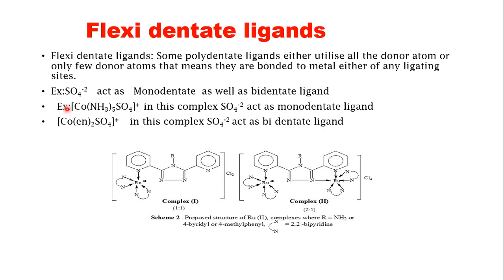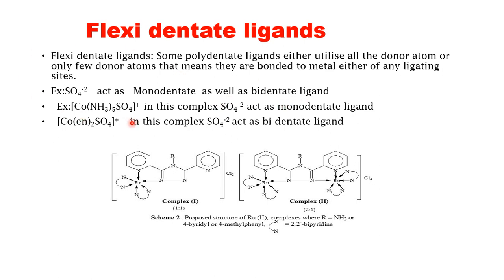For example, here I have shown SO4 minus acts as a monodentate as well as a bidentate ligand. So SO4 minus can use only one oxygen donor atom to bind with a metal, or it can also use two donor oxygen atoms to bind with a metal. So it can act both as a monodentate as well as a bidentate ligand.